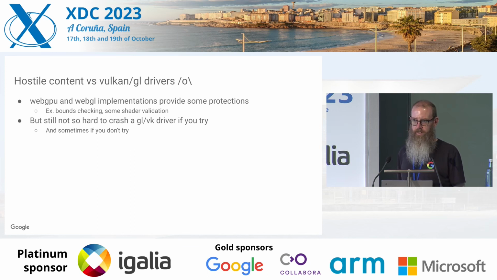But Vulkan and GL are very big API surfaces. They both contain a shader compiler, for example. I think that trying to protect every possible attack from above is just not feasible. I mean, you can still crash a user mode driver if you try, or sometimes even if you don't try.